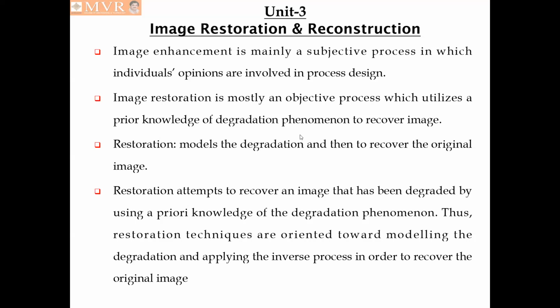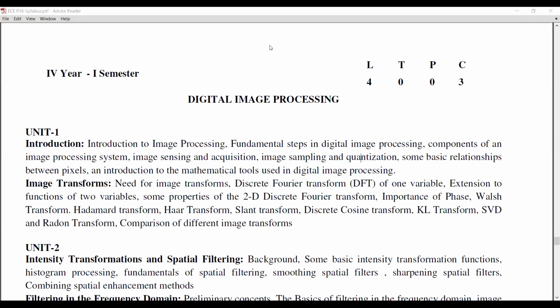Today we will discuss about image restoration and reconstruction. So this is our third unit, and before going to discuss about our third unit, we will see what is the syllabus. What is the syllabus of third unit? So this is our syllabus.